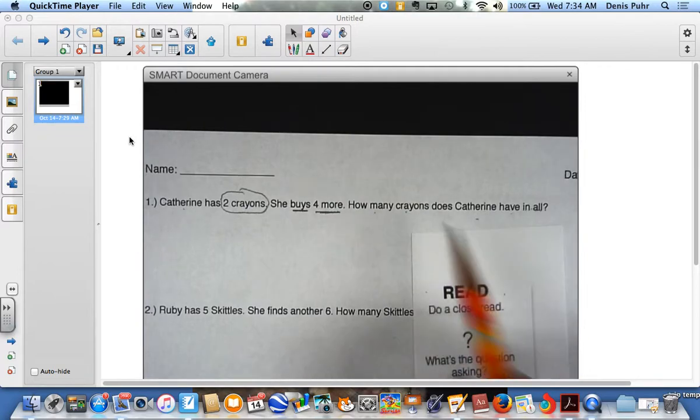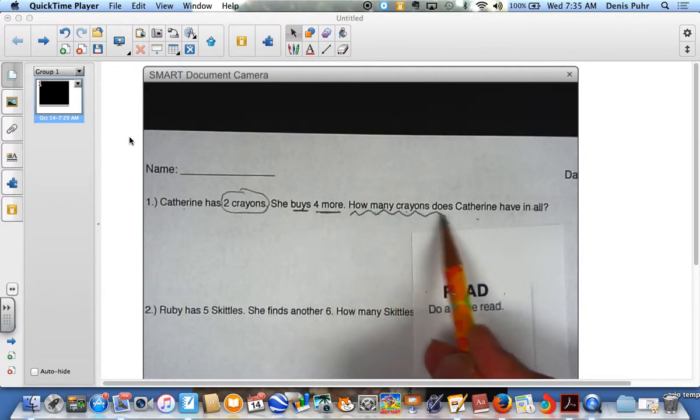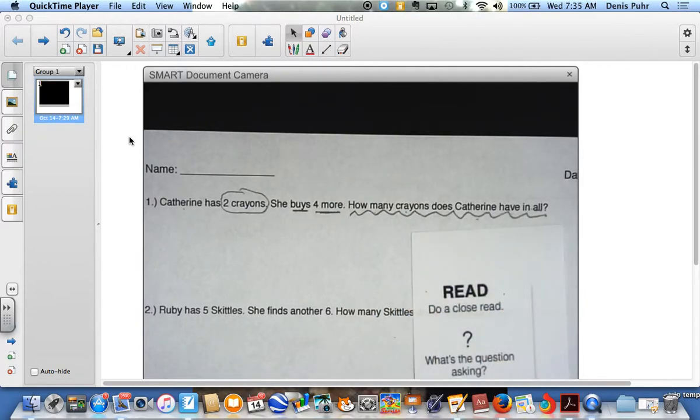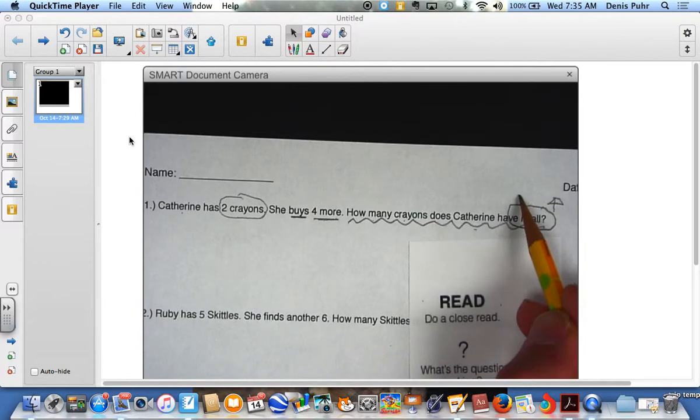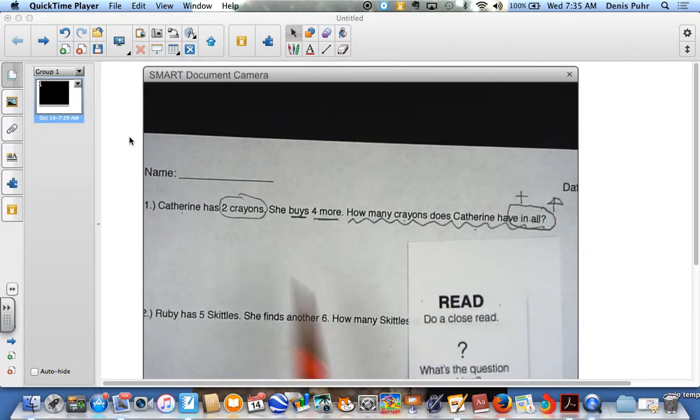Okay, so first of all, there's the question. I'm going to put a squiggly line under it. How many crayons does she have in all? In all. That sounds like it's going to be getting bigger. It's a total. So I'm thinking I can use probably addition, maybe multiplication.